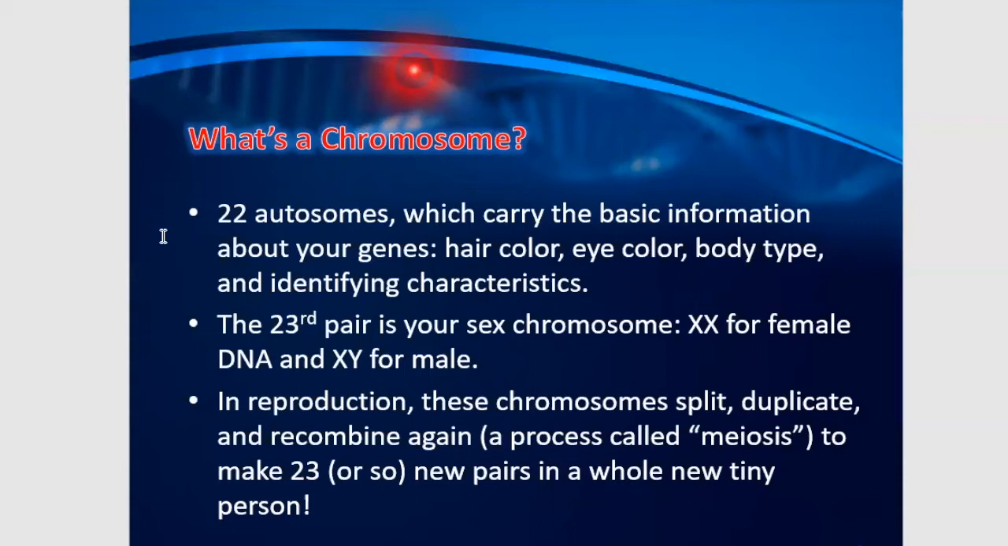So if each parent has 23 chromosomes and each child has 23 chromosomes, how do we work out that math? That's where the process of meiosis comes in. This is where the chromosomes split, duplicate, and then recombine to create 23 or so new pairs for a whole new tiny human. And another fun fact for that, DNA randomly recombines, but sometimes it simply replicates itself instead. So you might actually have more DNA in common with one parent than you normally would.